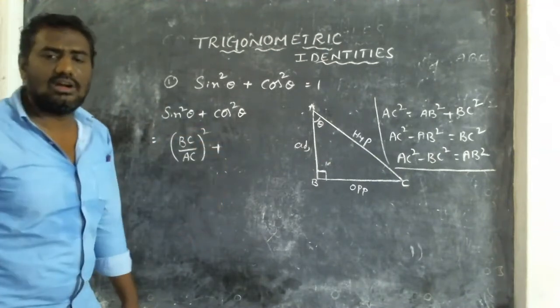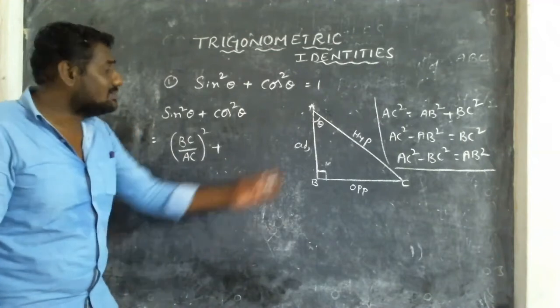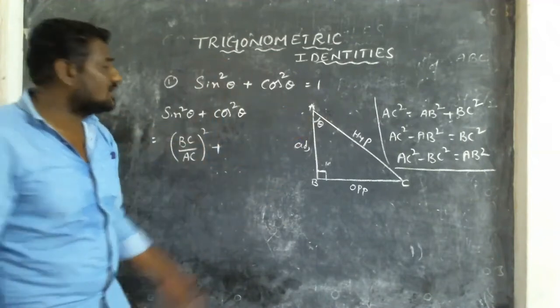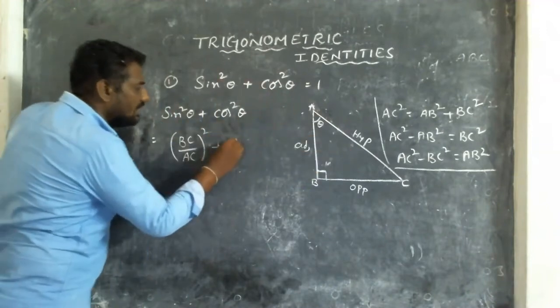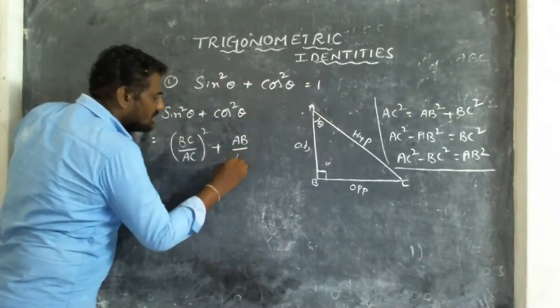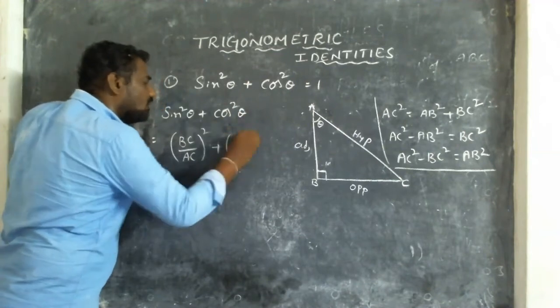Now I will go for the cos formula. What is the cos formula? Adjacent by hypotenuse. What is the adjacent from the figure? AB. Hypotenuse is AC. Instead of cos, I write AB by AC, but here square is there, so I will put the whole square.